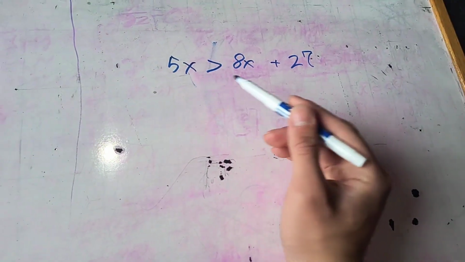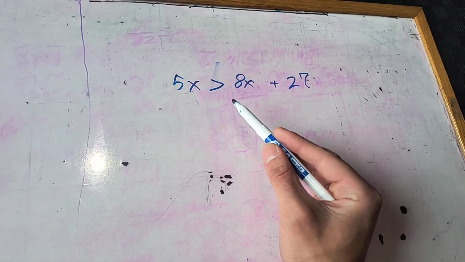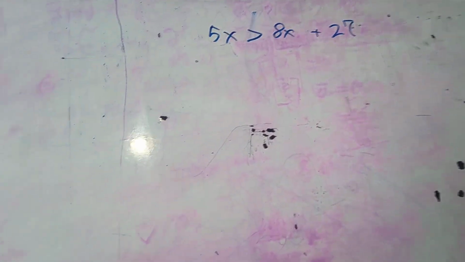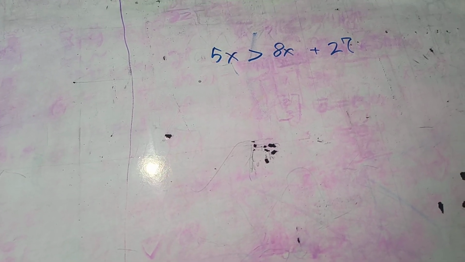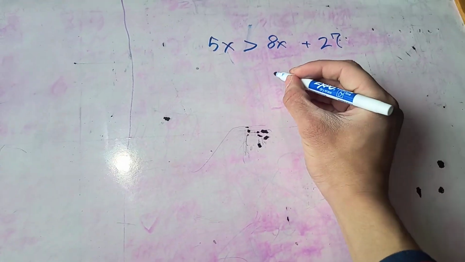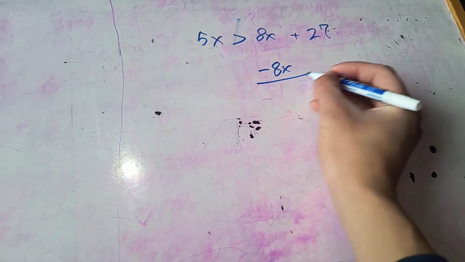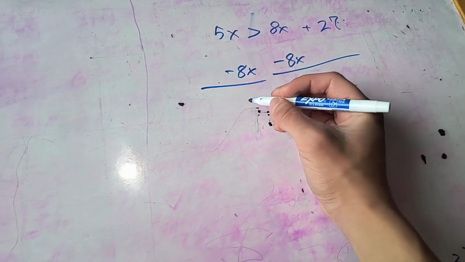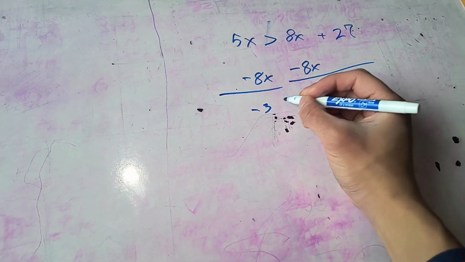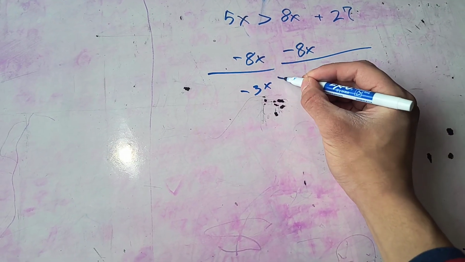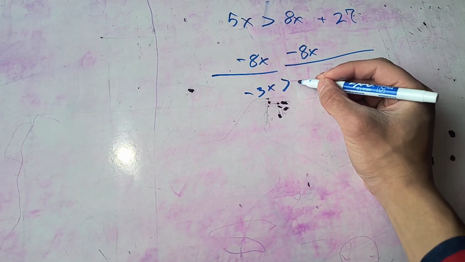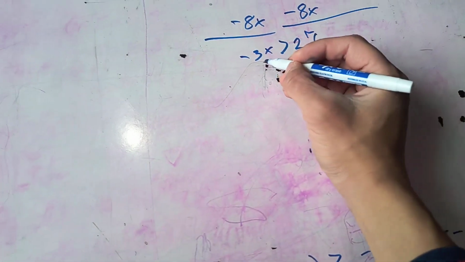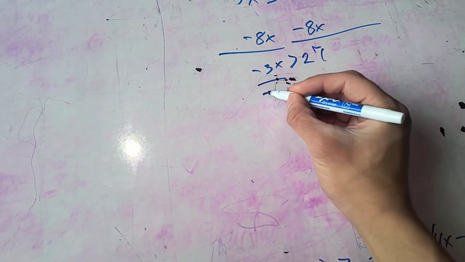Now with this one, 5x is greater than 8x plus 27. Well, let's get all x's to this side. So let's subtract 8x from both sides. I would have negative 3x here is greater than 27. Then we can divide both sides by negative 3.